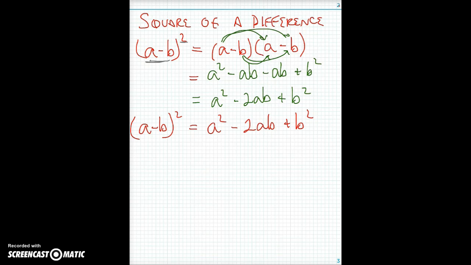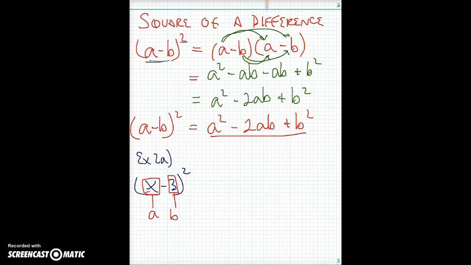So now, just like we did with the square of a sum, let's look at some examples. So, example 2, we'll call this example 2a. If we have x minus 3 squared, this term is our a, and this term is our b.